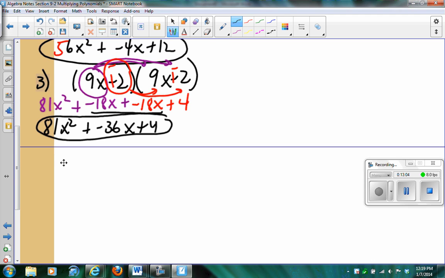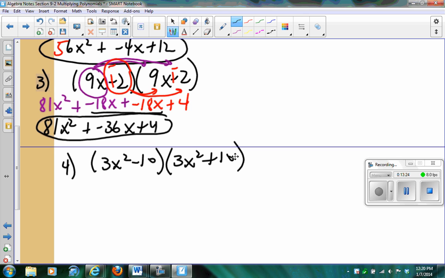Let's look at a fourth example here. If I have the quantity 3x squared minus 10 times the quantity 3x squared plus 10. Please press pause while you calculate the answer, then resume when you're ready to discuss the answer. I'm going to begin by changing the subtraction to addition of the opposite.